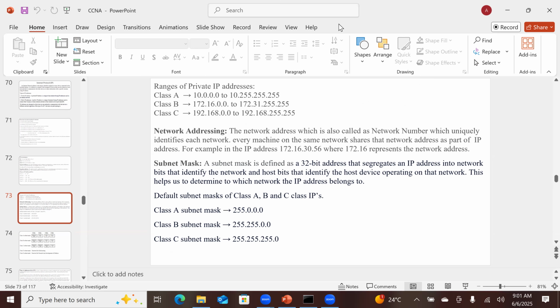Yeah, you were asking about the private IP address range, right? These are the private IP address ranges.